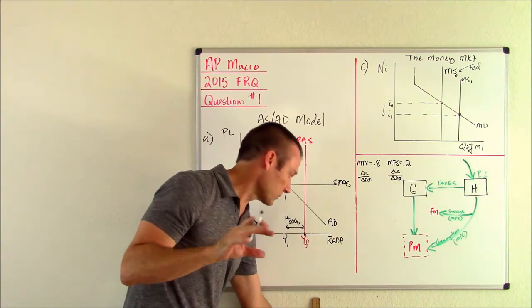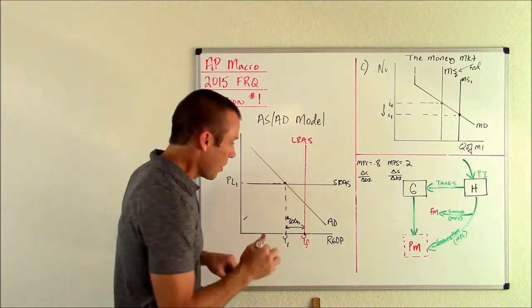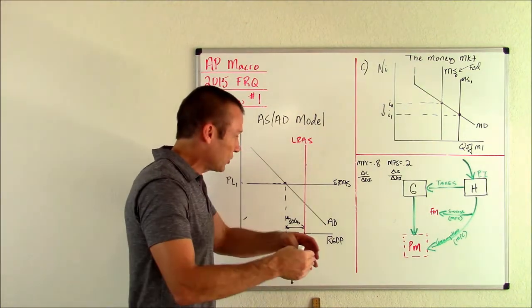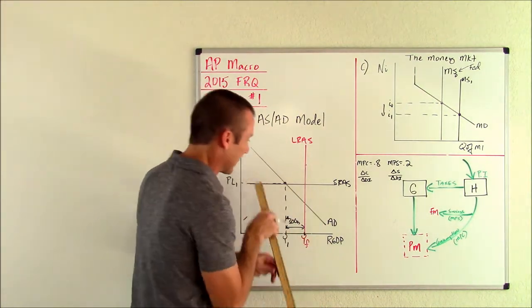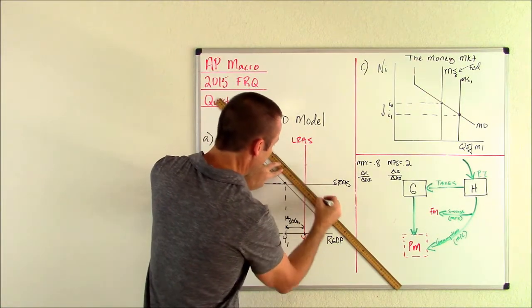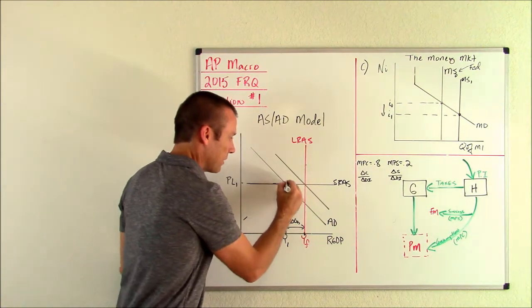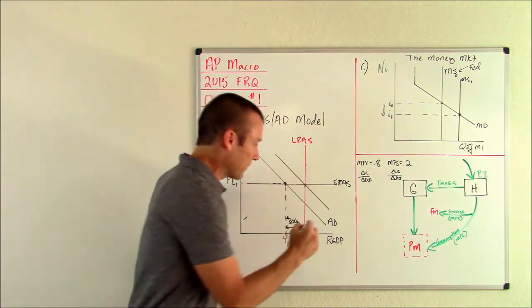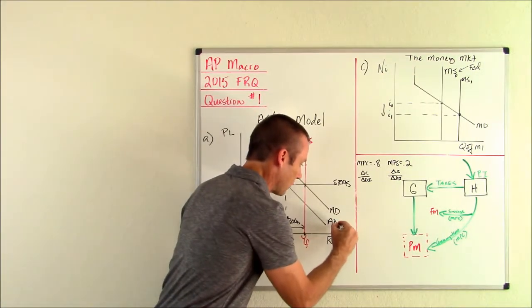If the SRAS was horizontal, all we would have to do is shift the AD curve, let me put that in right here, by the amount of that recessionary gap. Okay, did you follow that? Hopefully you did. Let me say that one more time.